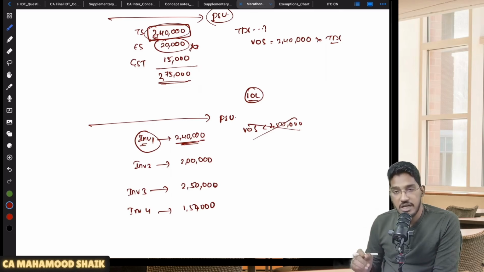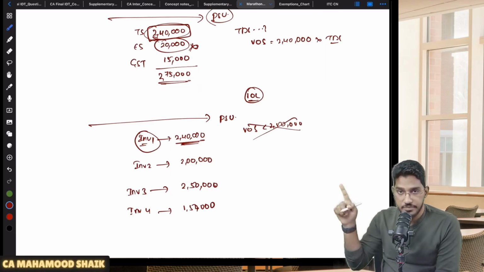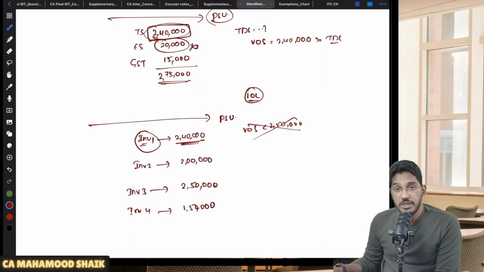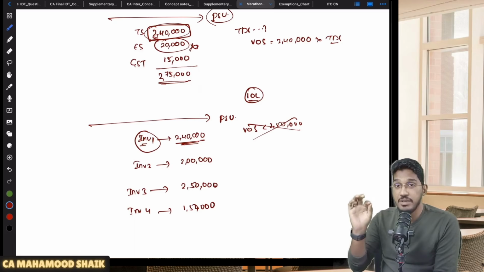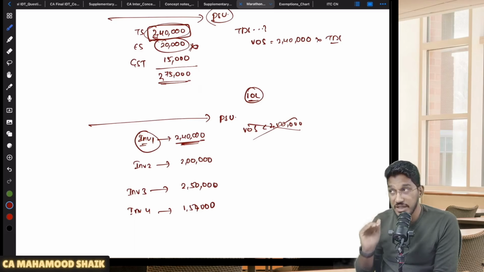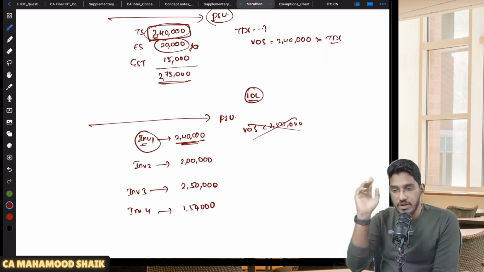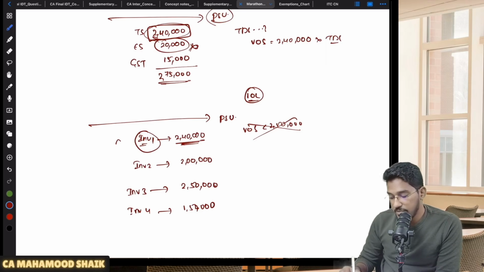They are asking you to check the value of taxable supplies under a contract. Under a contract, you might be giving multiple invoices. We will not apply that limit of 2,50,000 rupees to each invoice. We will apply the limit of 2,50,000 rupees to all the invoices under a single contract. So under a single contract, you are giving multiple invoices.